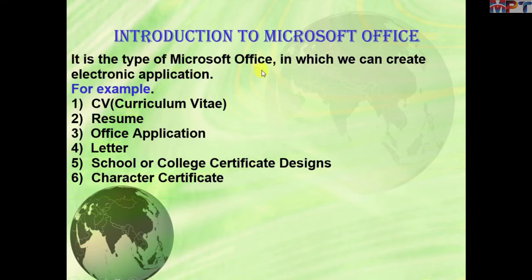We can create any electronic application in Microsoft Word. For example, a CV, curriculum vitae, is your biodata or your experience for submitting for jobs. And what is a resume? A resume is 2 pages of your details, your biodata, and when it is more than 2 pages, that is called a curriculum vitae. Office applications: in the office there are many entries, like employees records, employees salaries records, any other equipment records, office data.